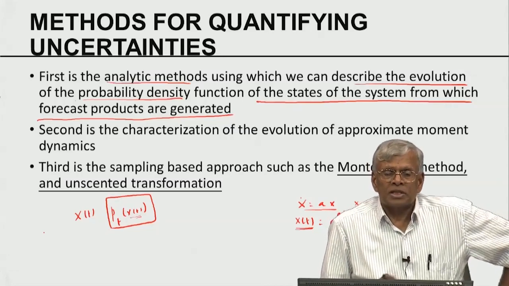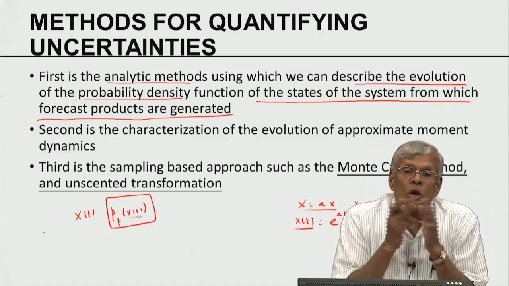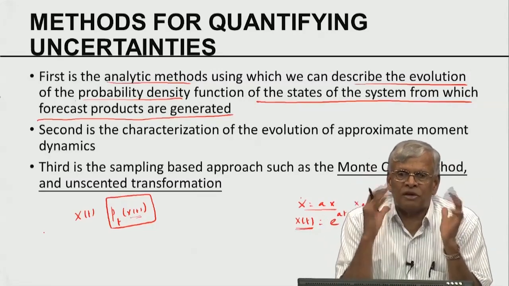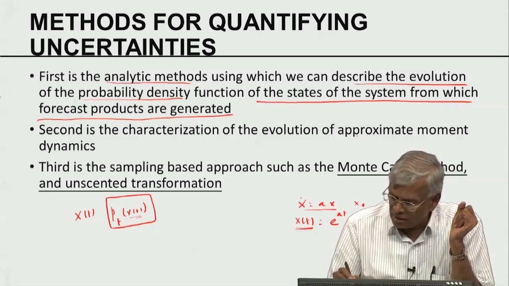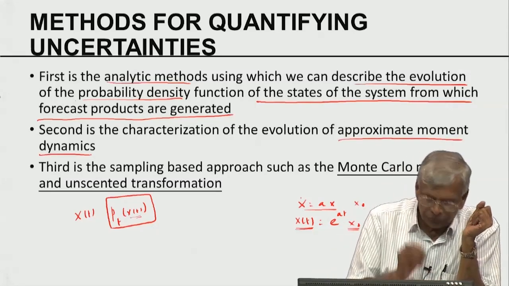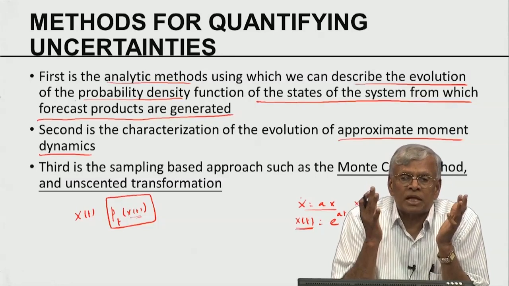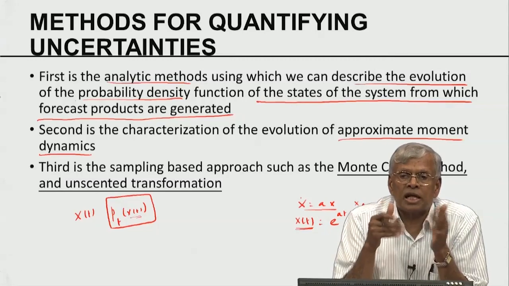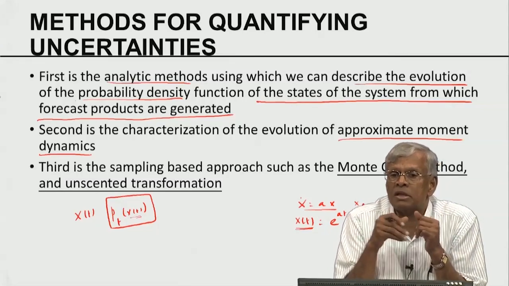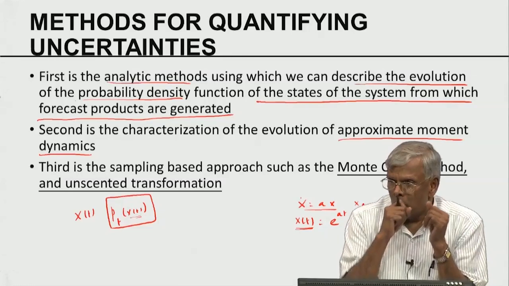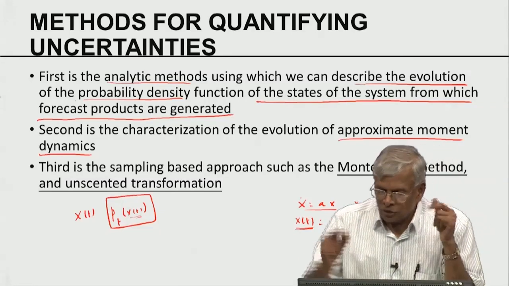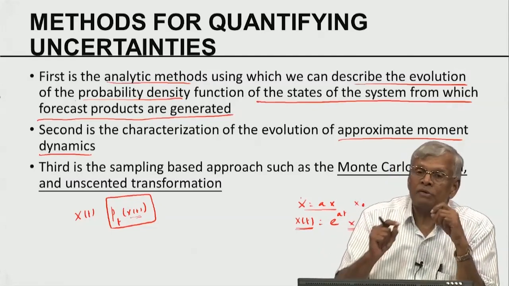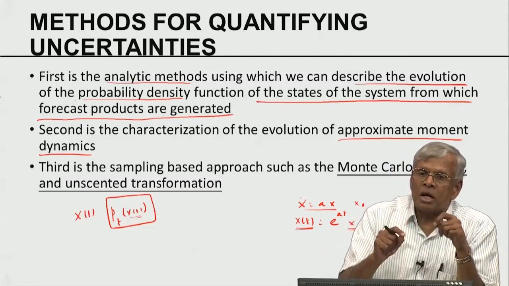What is the second one? The second one is, if I can't do everything, so knowing P t is everything, if I can't do everything, at least I would like to do some meaningful parts of everything. So what is that? That gives rise to approximation of moment. We have already talked about in the context of nonlinear filters, how do we generate moment approximation in the case of linear dynamics, in the case of nonlinear dynamics. So that is the next best thing, evolution of moments or moment dynamics.